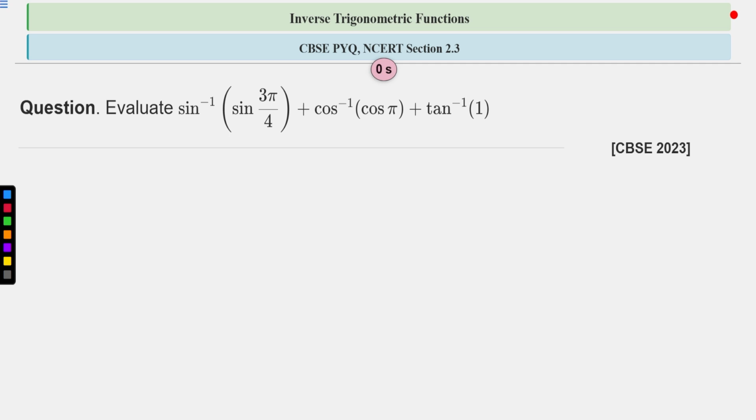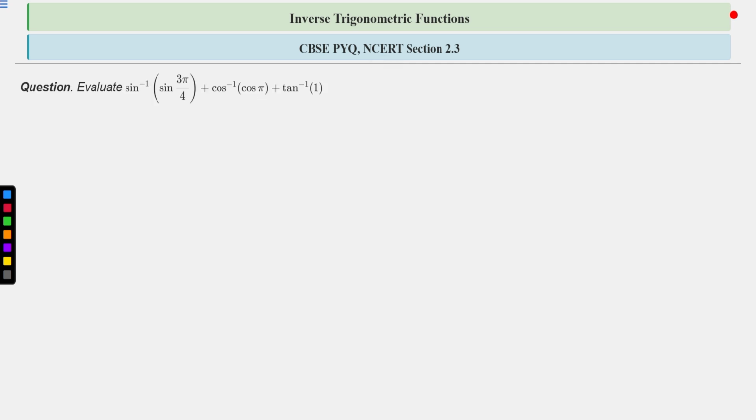Okay, let us move to the solution part. We have to evaluate sine inverse sine 3 pi by 4 plus cos inverse cos pi plus tan inverse 1, right? So let's move to the solution part.